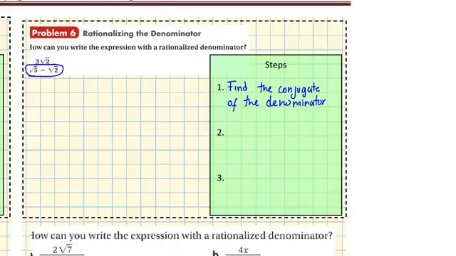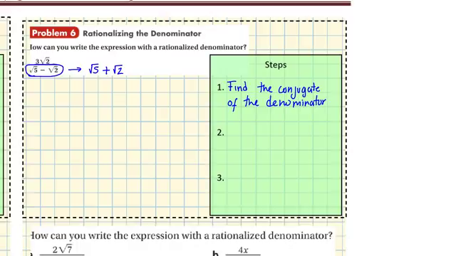For step number 2, we're going to multiply the numerator and the denominator by the conjugate. Just remember that we originally have 3 square root of 2 on the numerator and square root of 5 minus the square root of 2 on the denominator. We're going to multiply the top and the bottom by the conjugate. So that means that on the top, we're going to multiply it by the square root of 5 plus the square root of 2. And on the bottom, we're going to multiply it also by the square root of 5 plus the square root of 2.